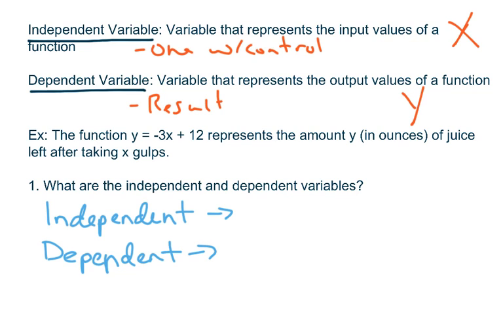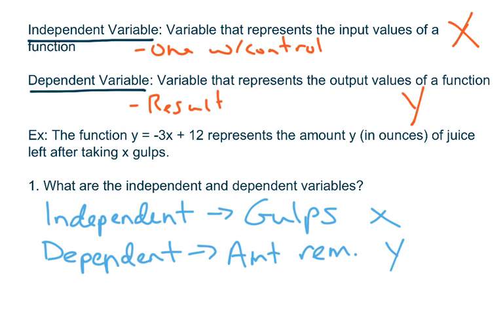So the independent. The x represents the number of gulps, y represents the amount of juice left. Do we determine how many gulps we take, or do we determine how many ounces are left? To me, it seems like we get to determine the amount of gulps, which is x. We get to choose how many times we drink from that cup of juice. The dependent variable then is the amount remaining, y. So we've identified the independent and dependent variables.